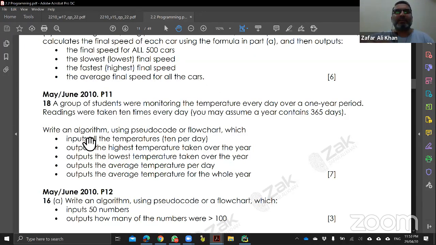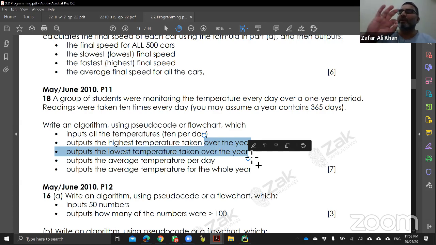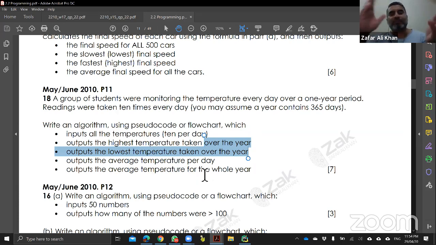And then they ask to input temperatures, 10 per day. It means that it will be in the inner count. And then output the highest temperature and the lowest temperature over the year. Over the year means that every single input will be checked across all 365 outer loops and 10 inner loops per outer count. So this will actually be 3650 inputs. And then we will output the average temperature per day and for the whole year. So we need two totals, one total for the inner count and one total for the outer count. So let's see how we do that.